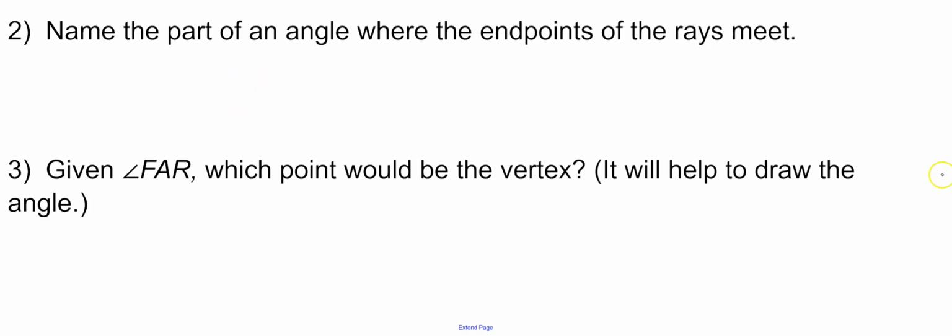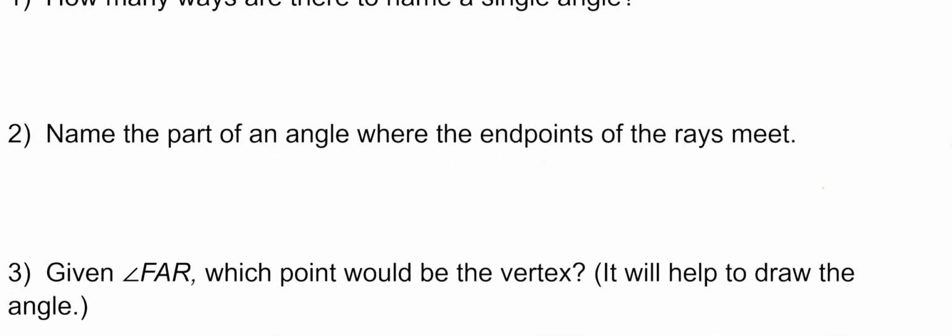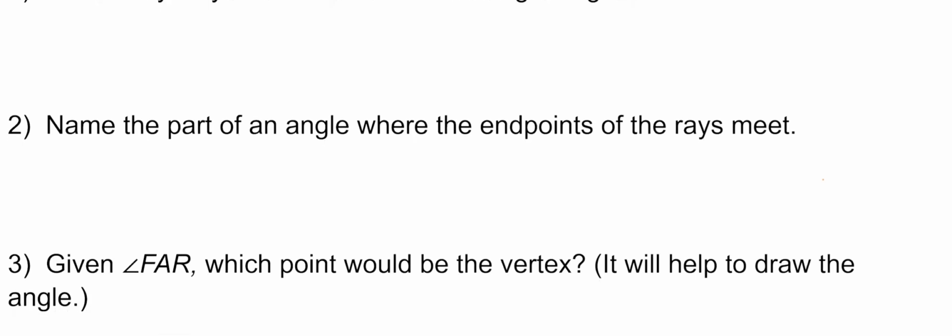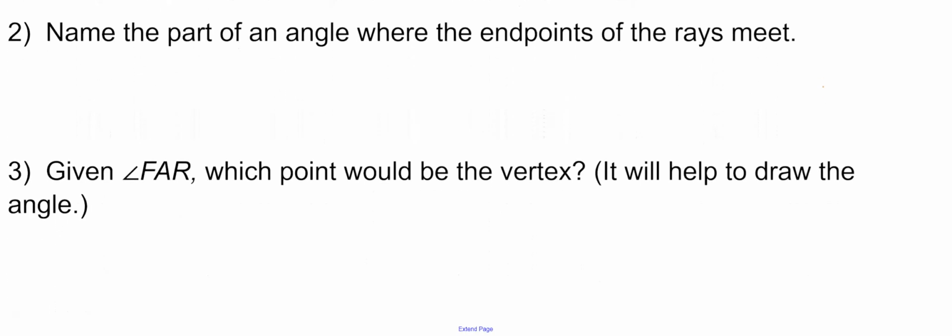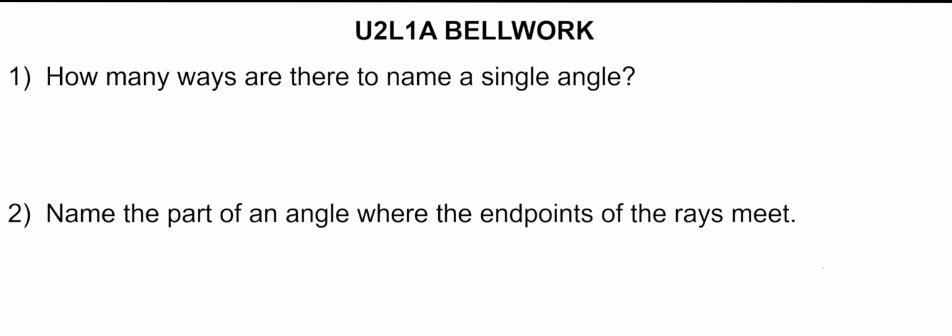Okay, so let's go ahead and look at our bell work. So I just talked about this. How many ways are there to name a single angle? If I give you an angle by itself, how many different ways can I name it? Name the part of an angle where the endpoints of the rays meet, and given an angle FAR, which point would be the vertex, and it might help to draw that angle.